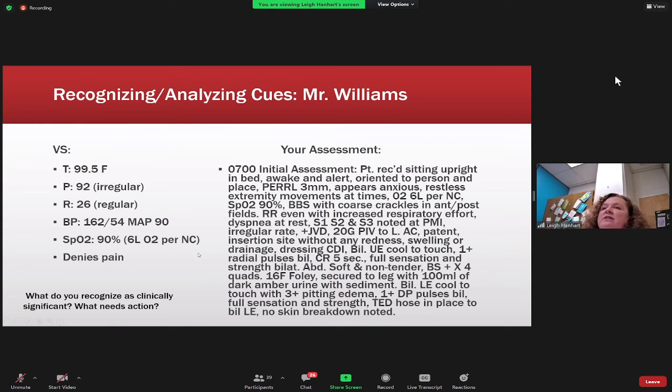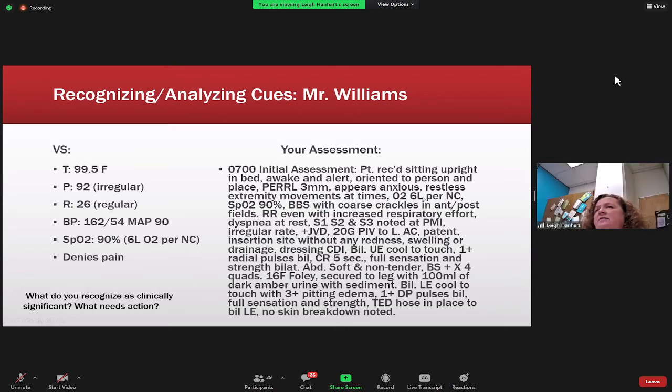Usually your orders are going to say maintain O2 greater than 95%. So what would you probably want to do at this point in time? We know our priority is to get the medications on board, but what can you do easy enough with an SpO2 of 90%? Put a non-rebreather mask on?